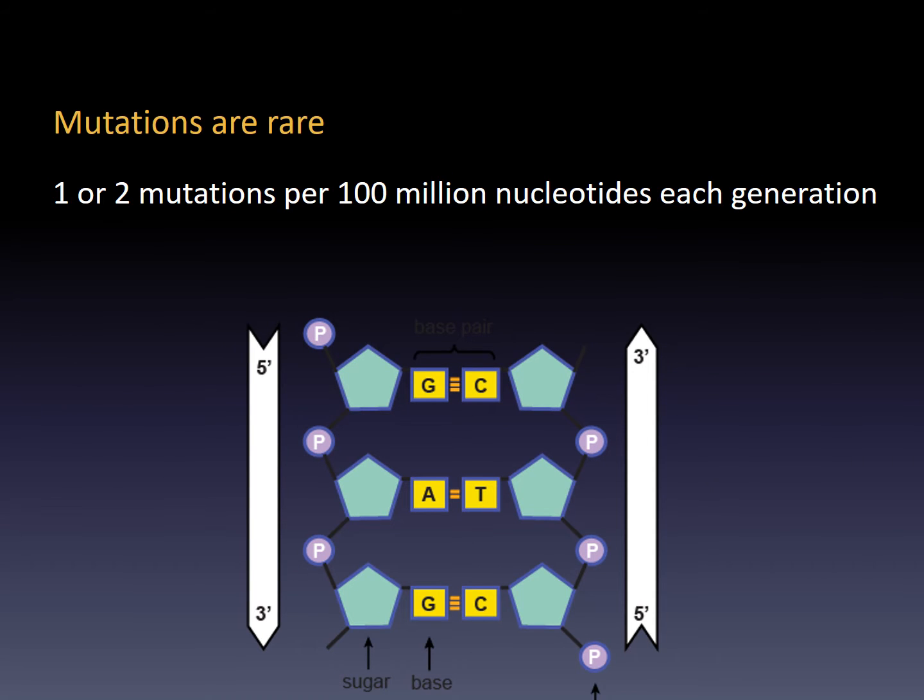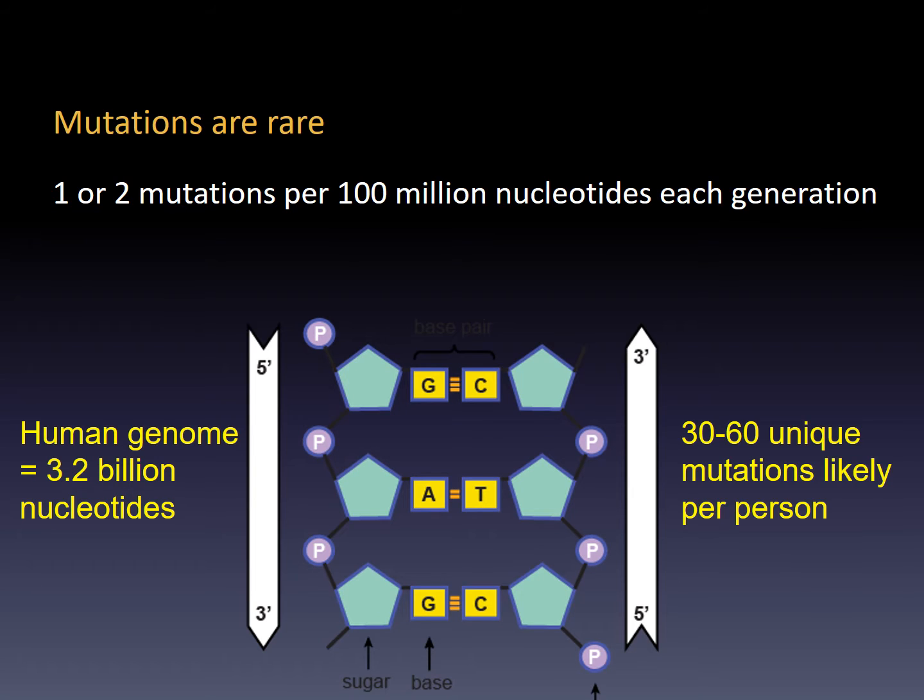Mutations are rather rare. There are 1 or 2 mutations per 100 million nucleotides each generation. Remember, nucleotides is the word we use to describe those A's, T's, C's, and G's, the letters of DNA. Since the human genome has 3.2 billion nucleotides, and we know the rate at which they mutate just by random chance, all else equal, we expect between about 30 and 60 unique mutations per person.